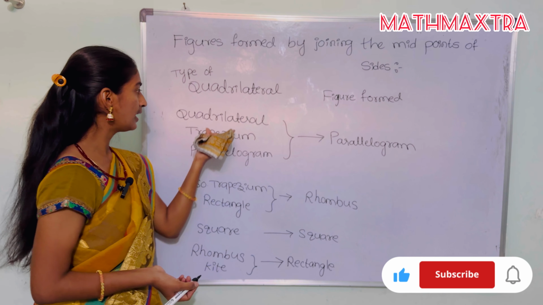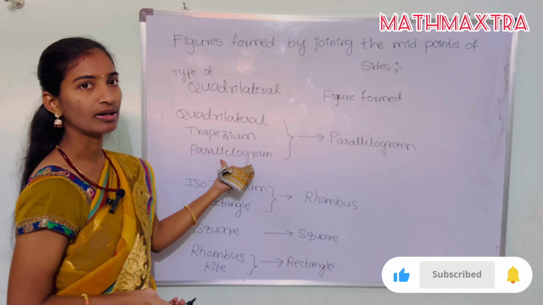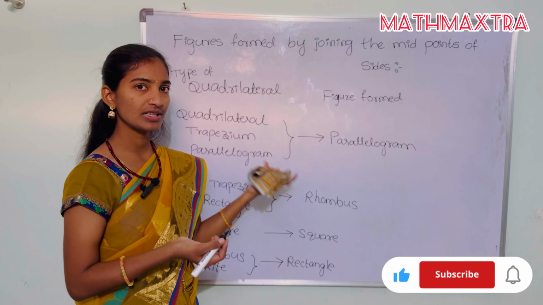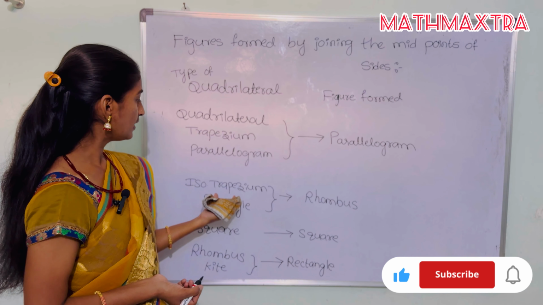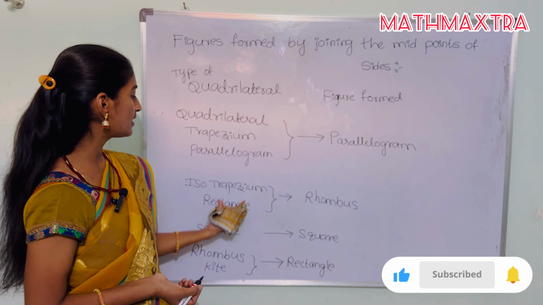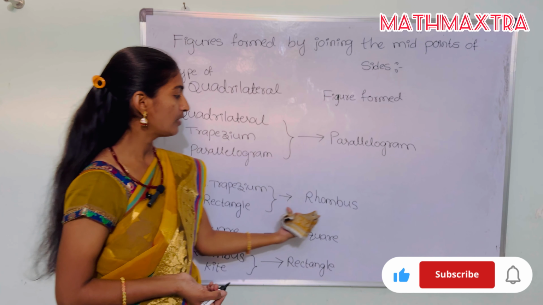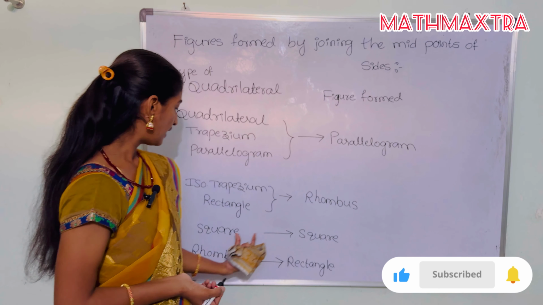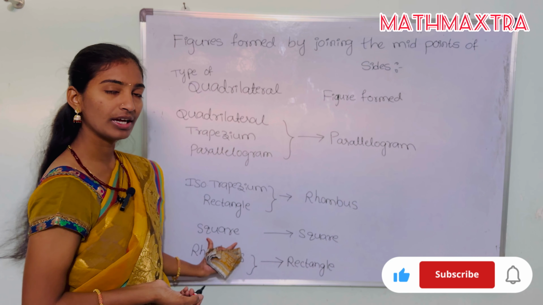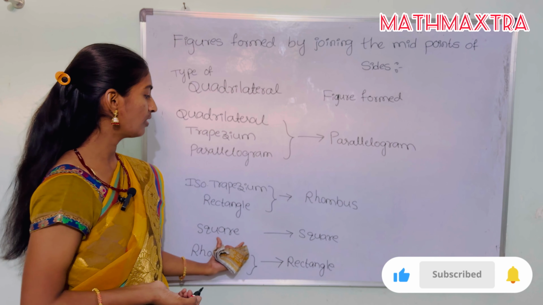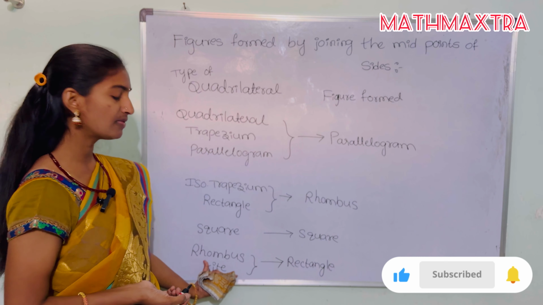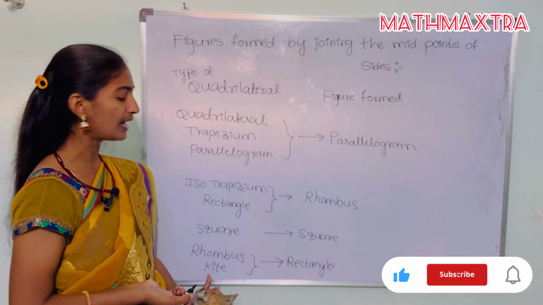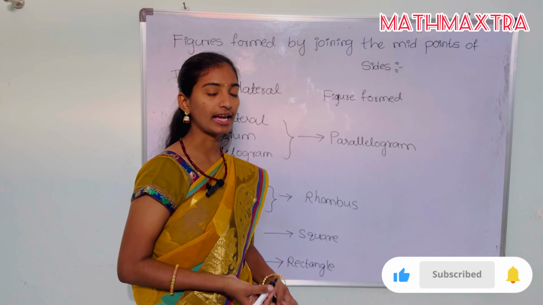So for quadrilateral, trapezium, parallelogram, if we join the midpoints of the sides, then we will always get a parallelogram. If you join the midpoints of the sides of isosceles trapezium as well as rectangle, we will always get a rhombus. And if you join the midpoints of the sides of a square, we will always get a square itself. And if you join the midpoints of the sides of a rhombus as well as kite, we will always get a rectangle.